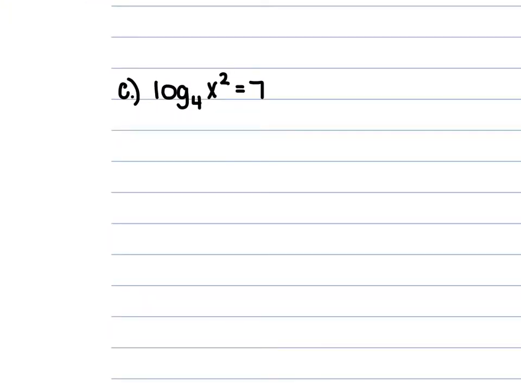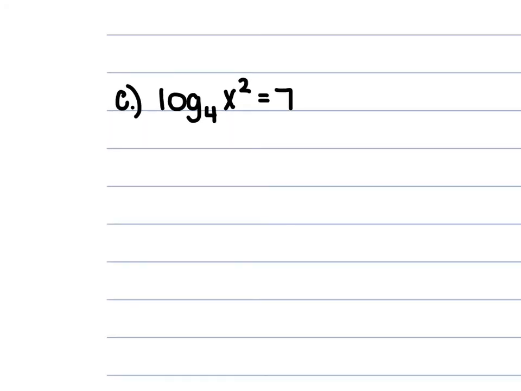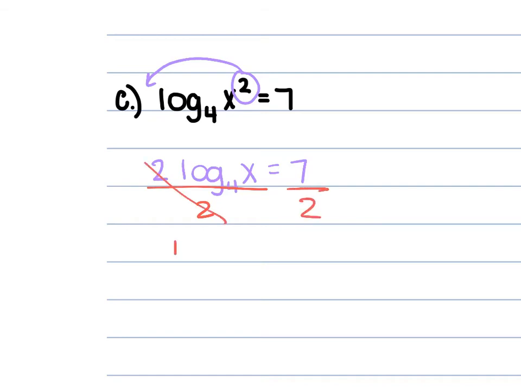For example C, we have log 4 of x to the second power is equal to 7. So we're going to start by taking that 2 and bringing it out in front of that log 4. So 2 times log 4 of x is equal to 7. We would divide each side by the 2 to start with. So we have log 4 of x is equal to 7 over 2.